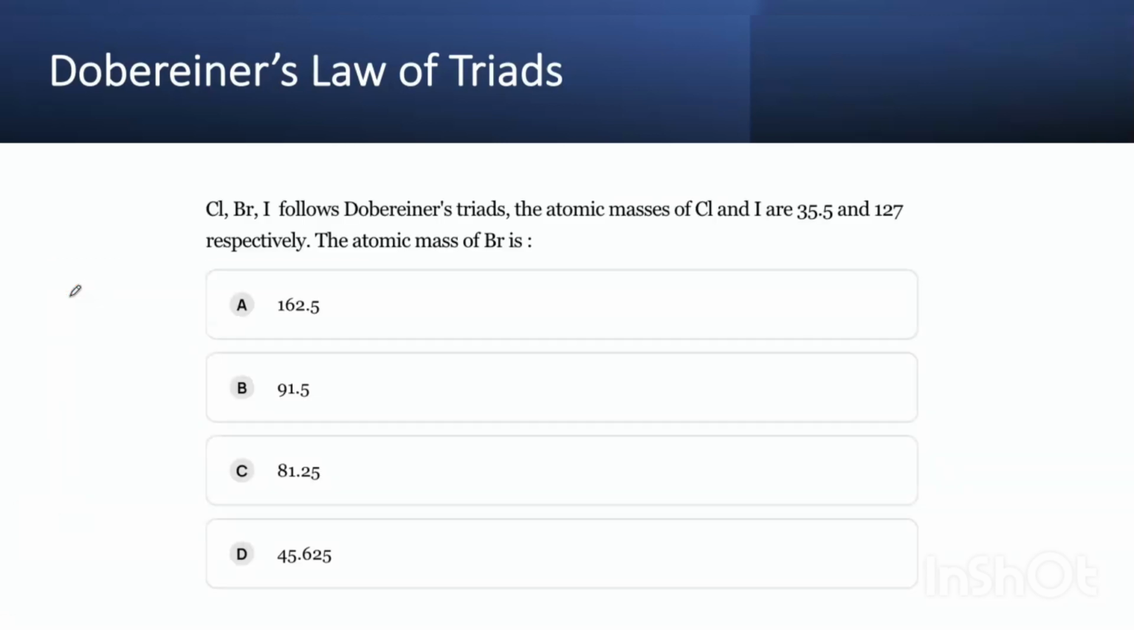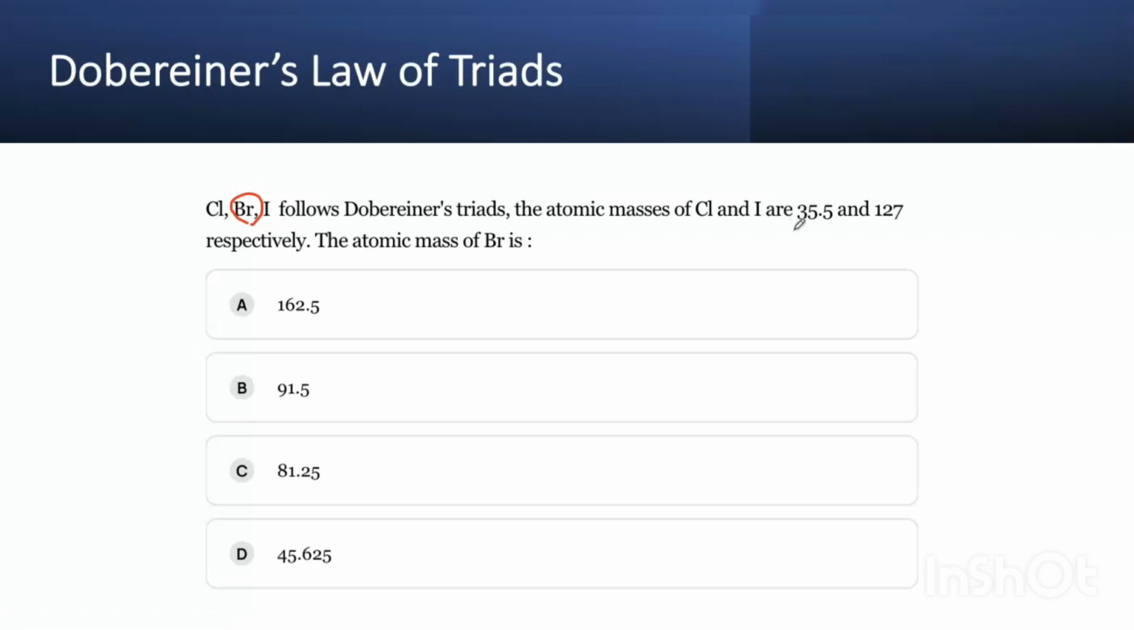Now coming to the question number 4. Chlorine, bromine, iodine follows Dobereiner's triads. The atomic masses of chlorine and iodine are 35.5 and 127 respectively. The atomic mass of bromine is. So we have to find the atomic mass of bromine. So according to Dobereiner's triad, the atomic weight of the middle element, that is bromine, will be the average of the atomic weight of the extreme elements, that is chlorine and iodine.